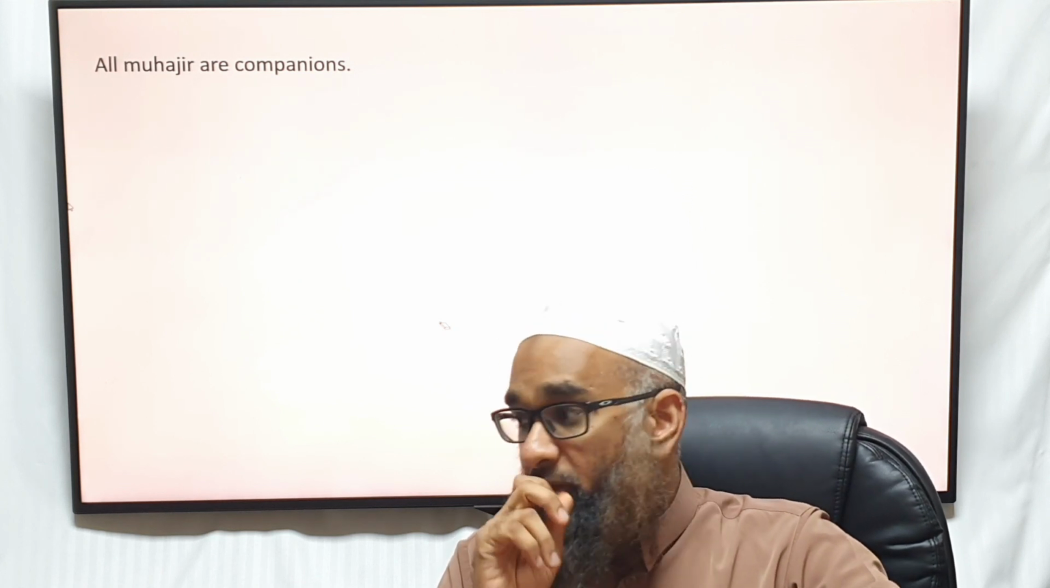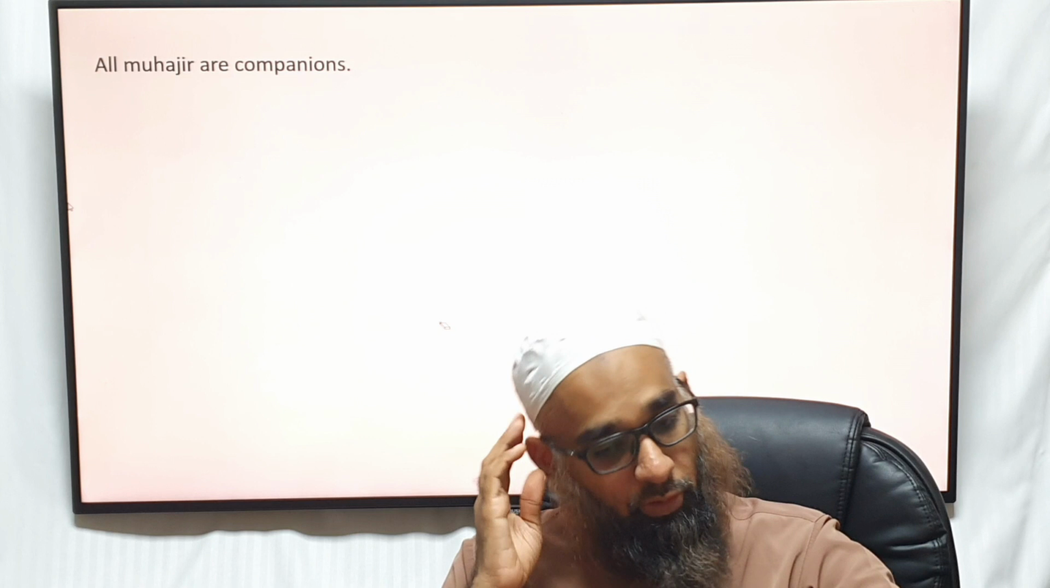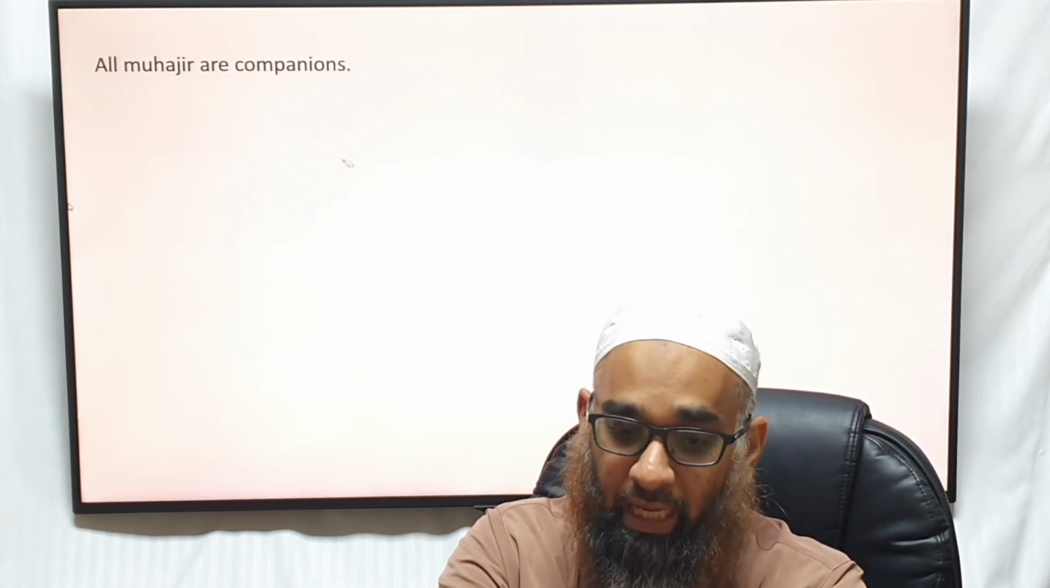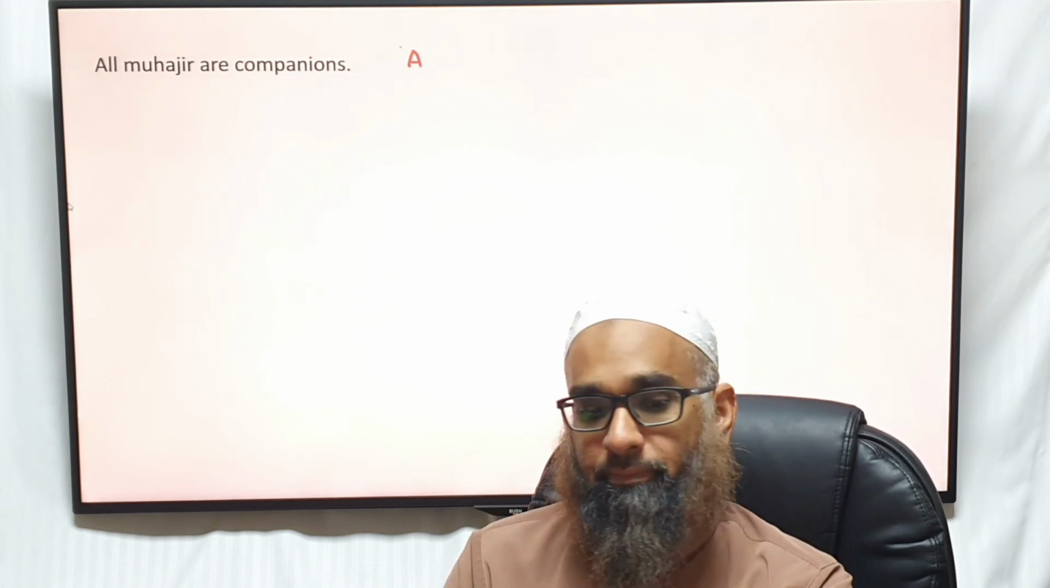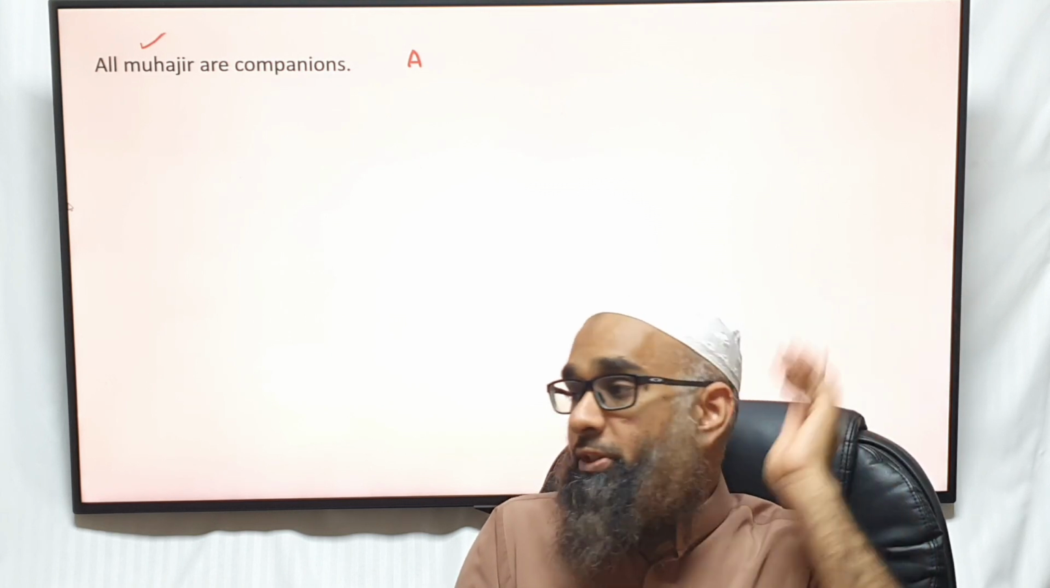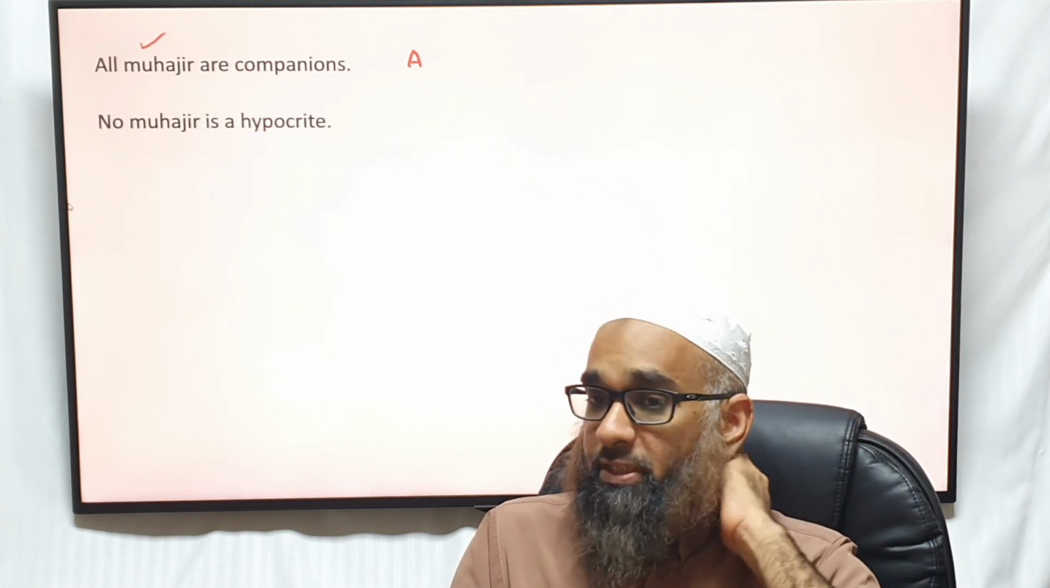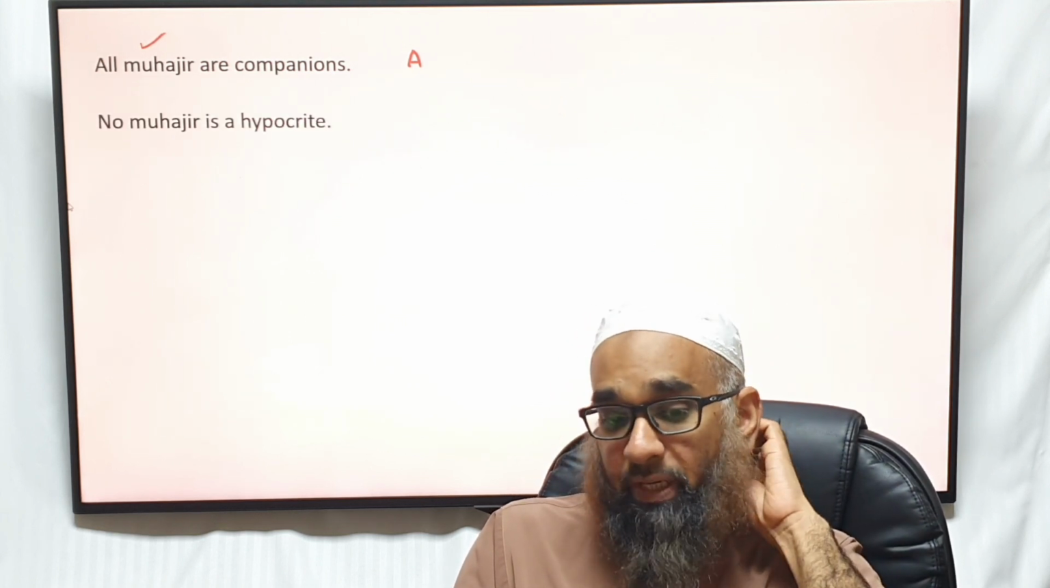Quantity is universal and affirmative or negative? So where is it going to be? A proposition. In the A proposition, what's going to be distributed? The muhajir. We know about all muhajir. No muhajir is a hypocrite. None of those who migrated from Makkah to Medina were hypocrites.